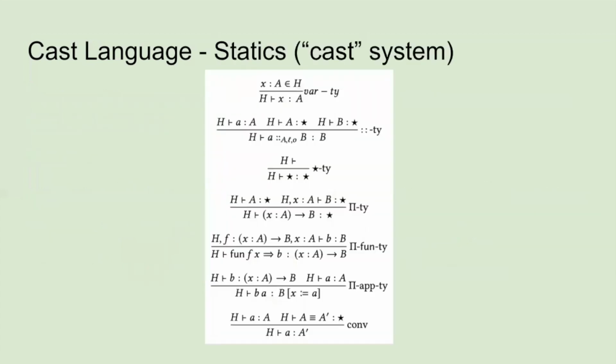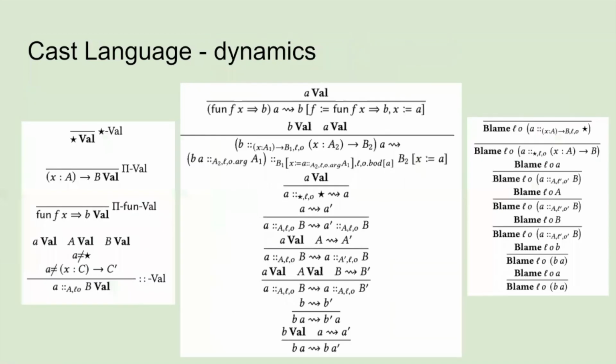The statics of the cast system assert these properties, and you can see here we have a type system. We call the type system for the cast language a cast system just to differentiate it from the other type systems we may be using. And it is pretty standard as far as that goes. The dynamics are less standard.